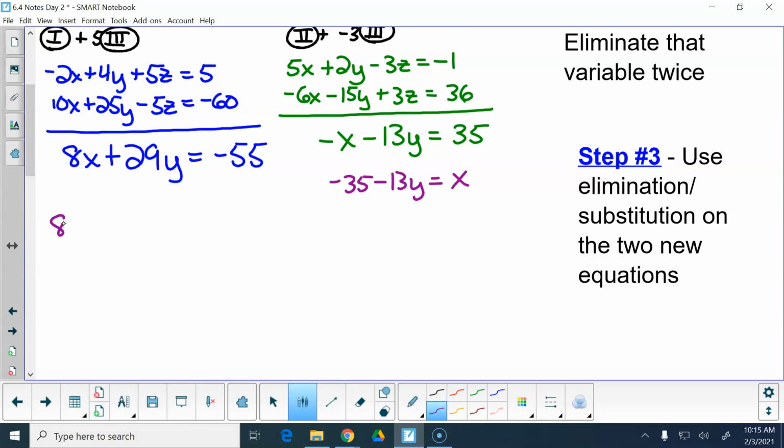Oops, wrong color. I even looked at it and I said, I want blue. 8 times negative 35 minus 13y plus 29y equals negative 55.